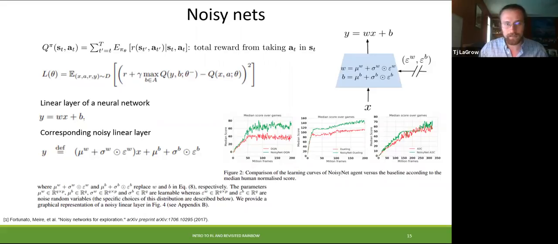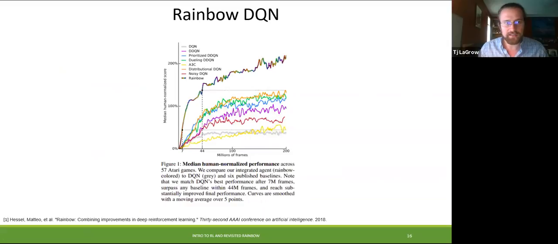Here is the median score over games where you have normal DQN and then the noisy nets. And these are for 3 games on the Atari suite that I can't quite remember since I don't have them labeled here. But with that, those are the flavors of DQN itself.